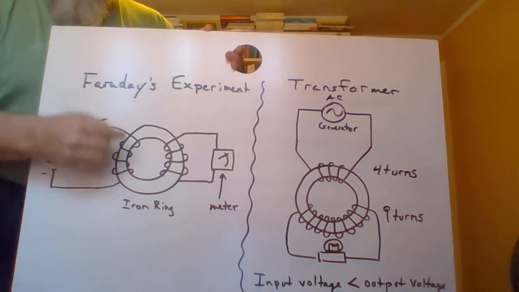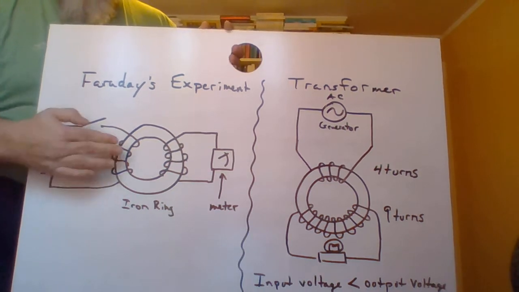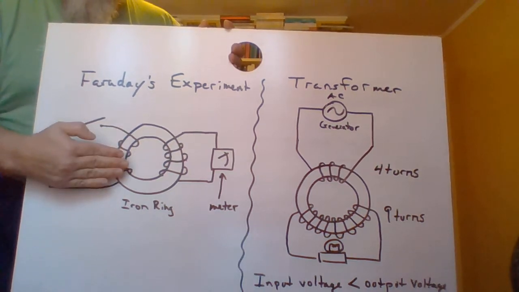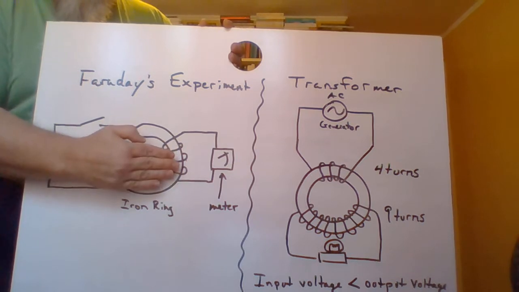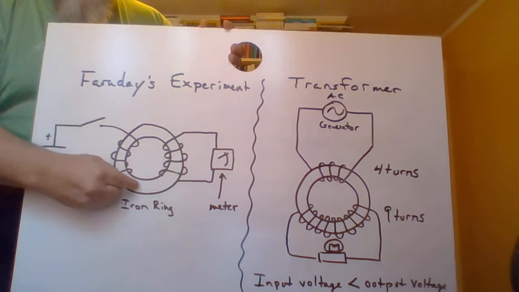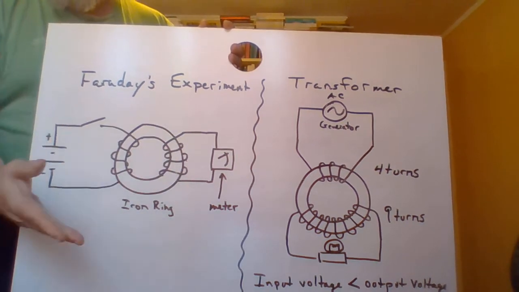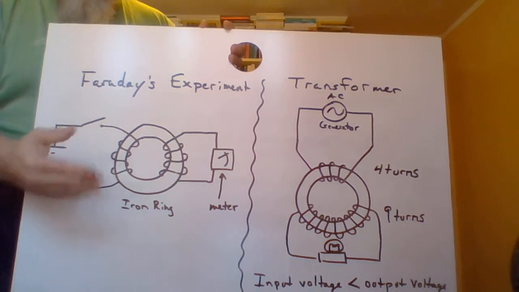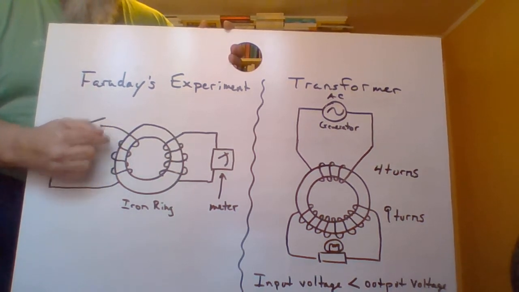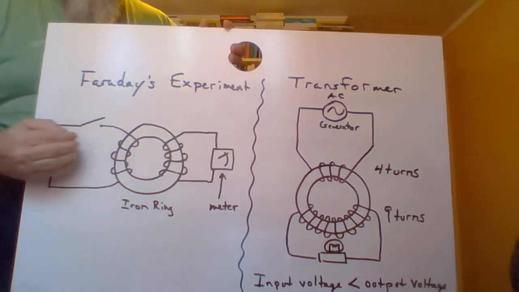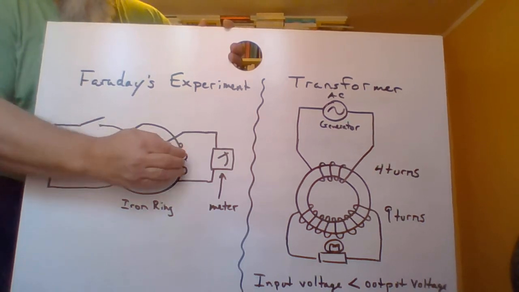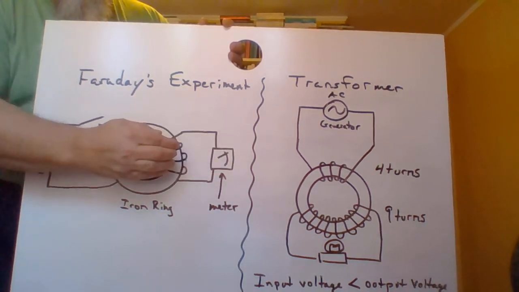There was no electrical connection between this wire over here and that wire over here through the iron that itself is a conductor, right? There's no electricity that's going to flow from this coil system over here to this coil system over here.